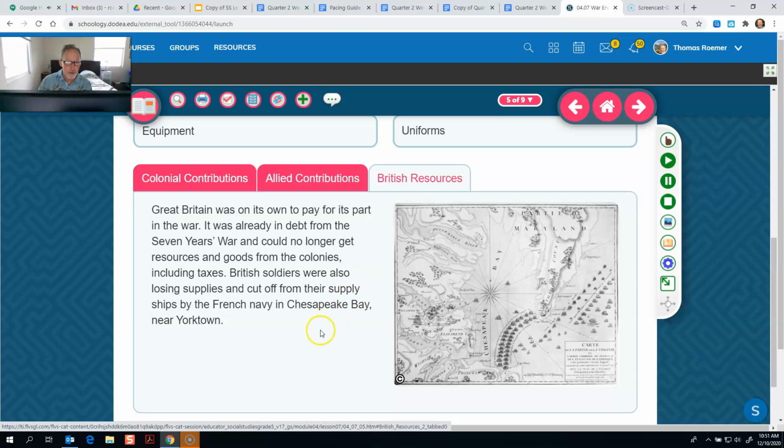Now, the British resources right here, they're kind of falling apart. Okay, they were in debt. Look at right here. They were in debt from the Seven Years' War. Okay, so that was a war that took place before this. And then they also couldn't get their supplies to their people. Okay, so that's a big thing. If you don't have gunpowder, you can't fight.